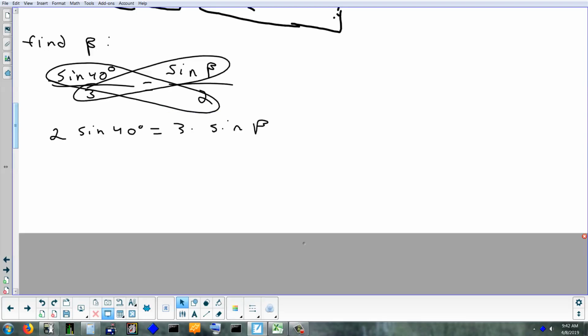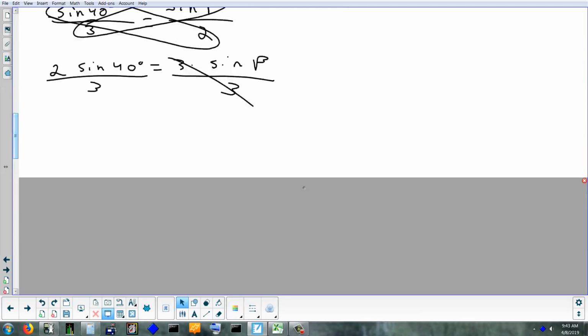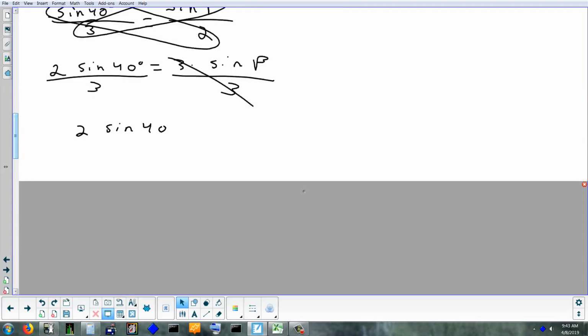How can we get rid of the 3 and put it on the other side? Yeah, divide by 3. So we can do that first. That's gone. We still don't have beta by itself, but we're closer. So now we have 2 sine 40 divided by 3 equals sine beta. So sine is a function. It's not an arithmetic operation. That means you cannot get rid of that with adding, subtracting, multiplying, and dividing. Sine is not arithmetic. It's a function.